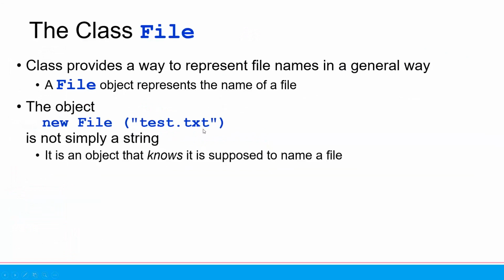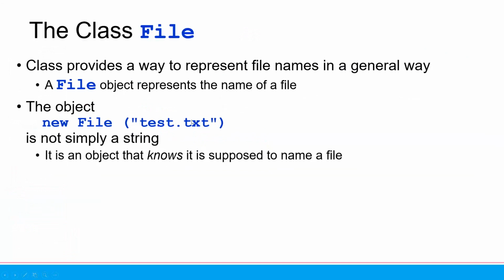The class provides a way to represent file names in a general way. So a file object represents the name of the file. So let's use new File test.txt. It means I'm going to make a file and the name is test.txt.